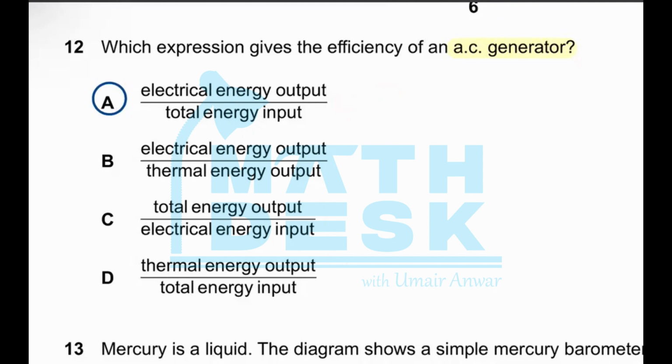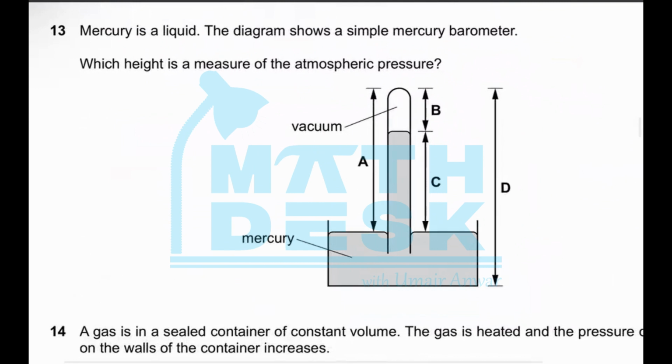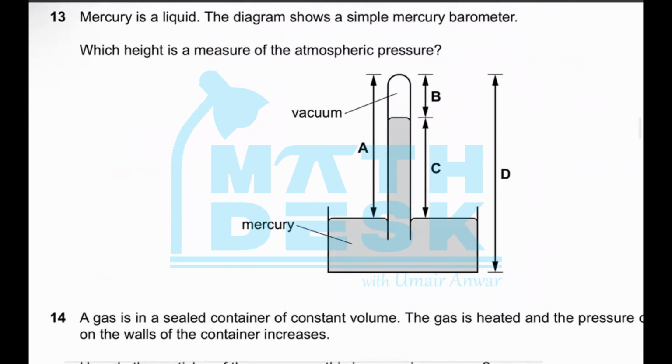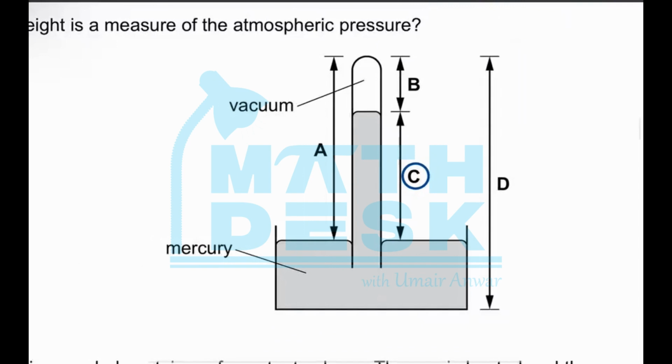Question number 13 says mercury is a liquid. The diagram shows a simple mercury barometer, whose height is a measure of the atmospheric pressure. So the atmospheric pressure is measured with the height which starts with the mercury in the beaker or the tray and the level of mercury in this tube. So this option C would give the measure of the atmospheric pressure, and other options are not correct.